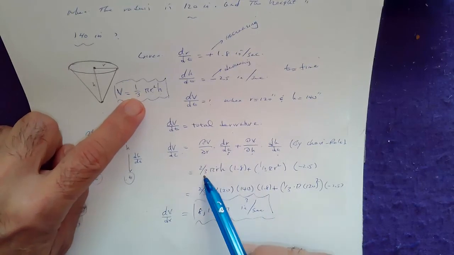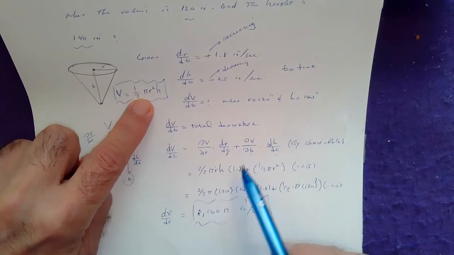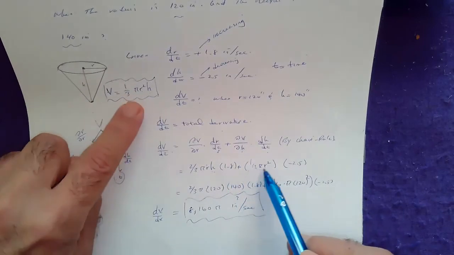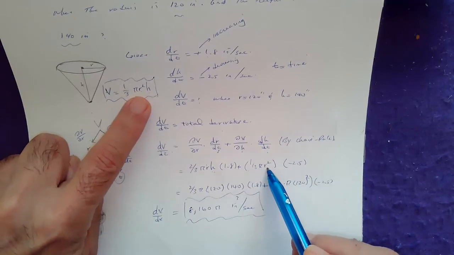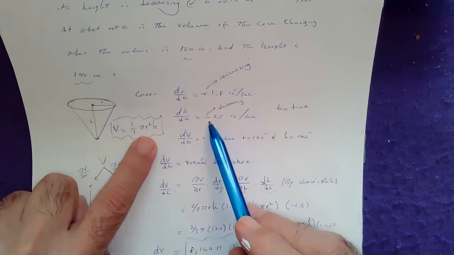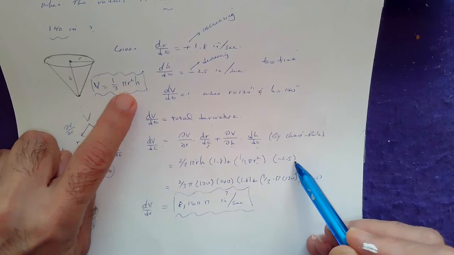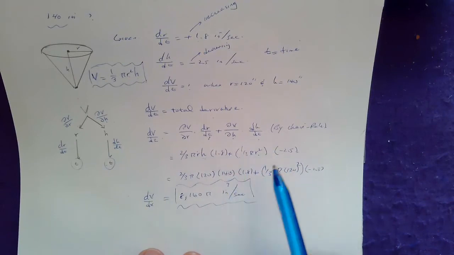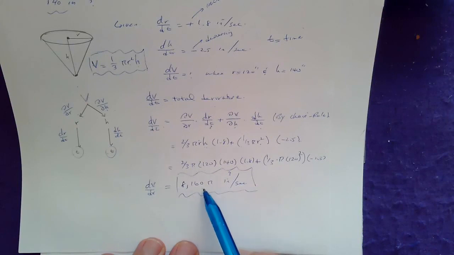So take the partial of V with respect to r. So you get 2/3 of pi r h from here times 1.8, that was the rate at which the radius is increasing, plus partial derivative of this guy with respect to h, which is 1/3 of pi r squared times dh/dt, but remember height was decreasing, so it's minus 2.5 inches per second. So if you work this out and leave the answer in terms of pi, lo and behold, you get 8,160 pi cubic inches per second.